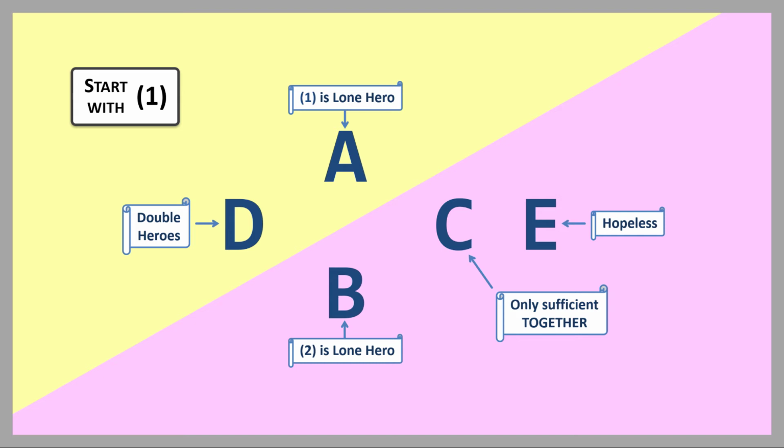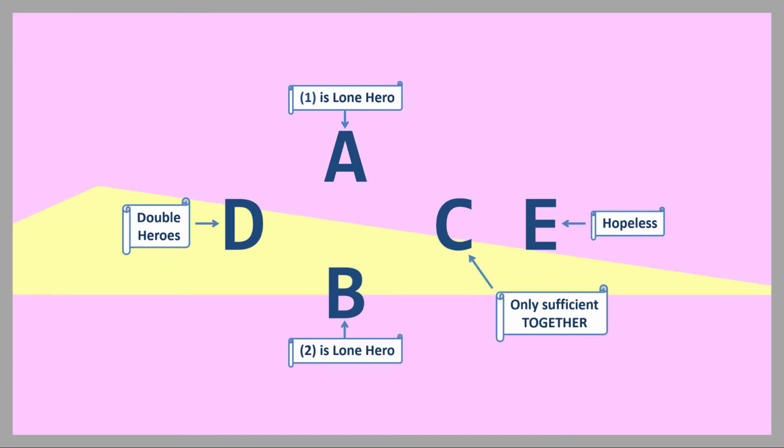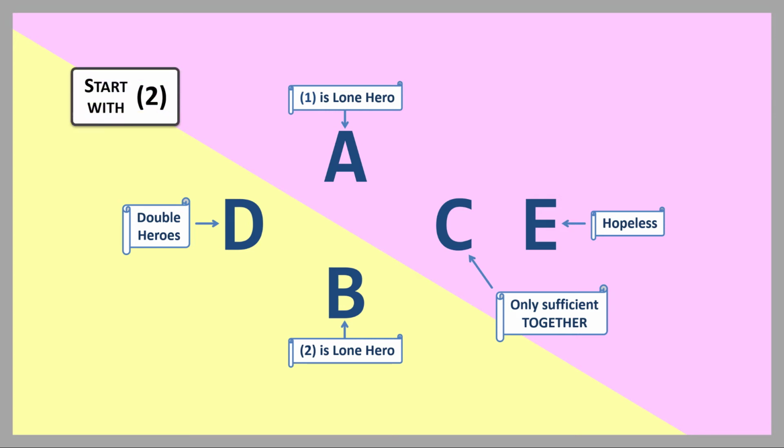So that's what happens when we start with 1. If we focus on statement 2 rather than 1, these alliances are reversed. The reason for this change is that B, which says 2 is a hero, is the option that agrees with D about statement 2. So if we're working on a problem and we decide to start with 2, the first choice we face will be DB versus ACE. If 2 is a hero, we cancel ACE. On the other hand, if 2 is not a hero, we cancel DB.